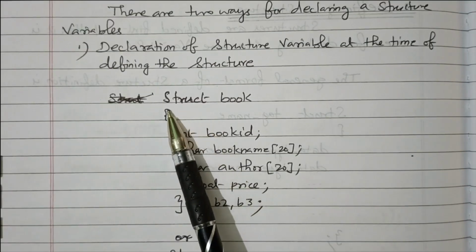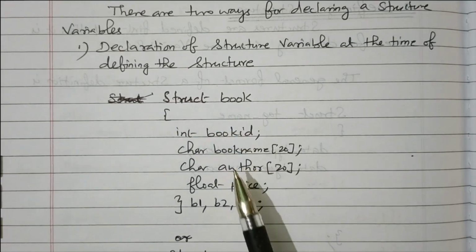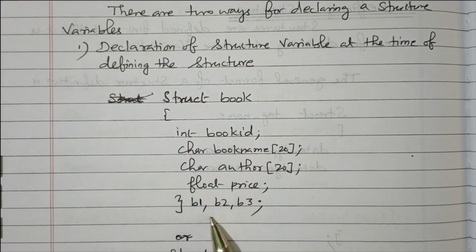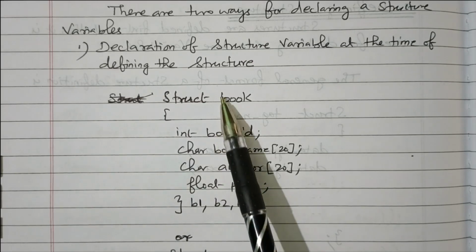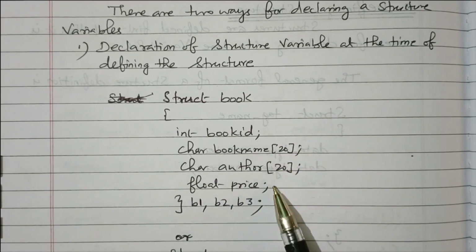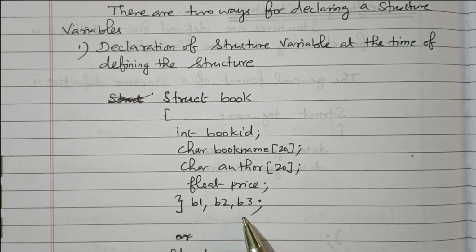So this is the struct keyword. The structure name is book. Here inside we have book ID, book name, author name, price. So this B1, B2, B3 are the structure variables. So we can use three sets of data, right? This set of data we can use three times. B1 refers to the first book, B2 refers to the second book, B3 refers to the third book, right? So we declare three structure variables, B1, B2, B3. During the definition itself, the structure variables are declared.